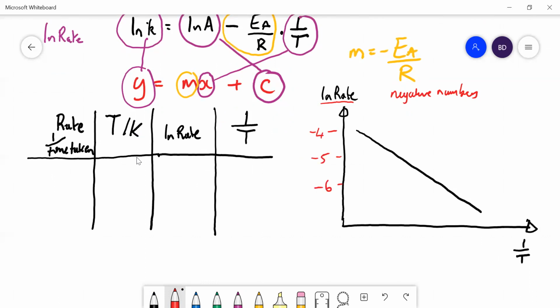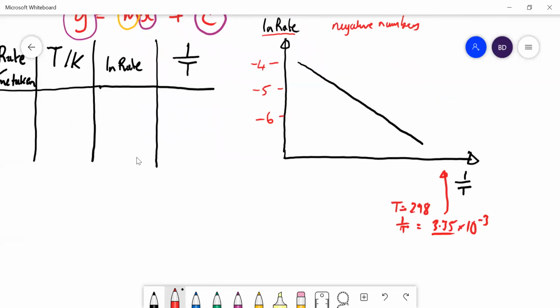And what is 1 over 298 Kelvin, 25 degrees Celsius? That is 3.35 times 10 to the -3. So when temperature is equal to 298 Kelvin, 1 over T is equal to 3.35 times 10 to the -3. So it's not very convenient numbers you're plotting along the bottom there. It's all really awkward numbers. So be careful.